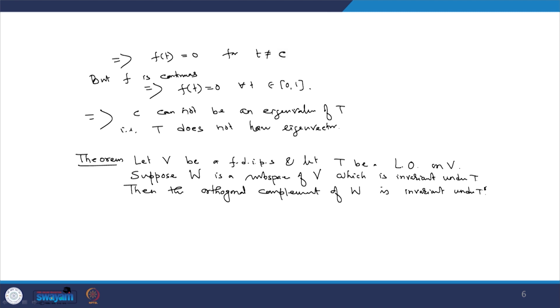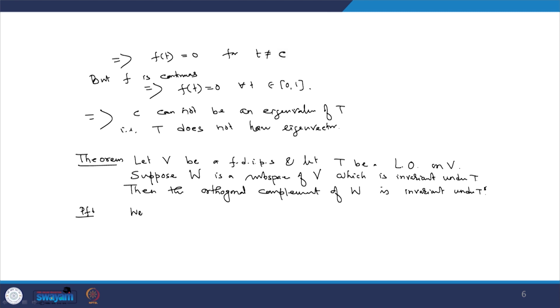Okay, so now let me prove one more nice result. It is like this: let V be a finite dimensional inner product space and let T be a linear operator on V. Suppose W is a subspace of V which is invariant under T, then the orthogonal complement of W is invariant under T star. The proof of this result is very simple.